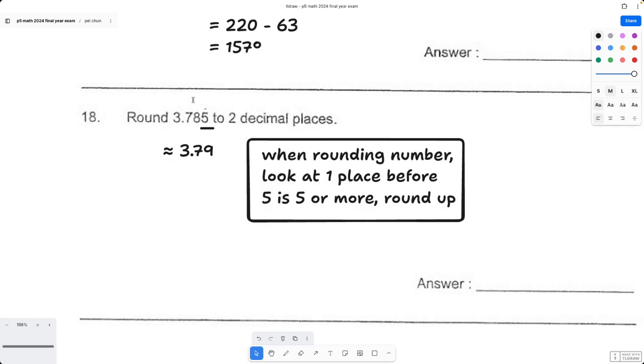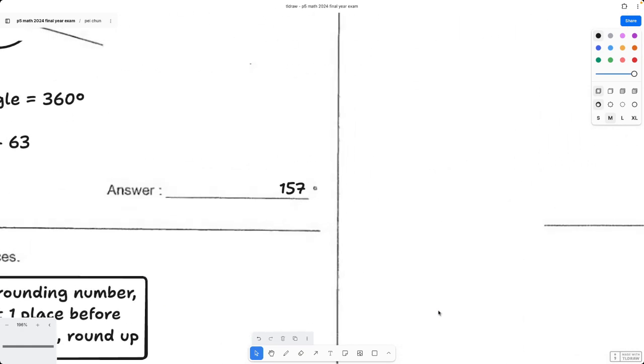So we add 1 to the 8. The answer to this is 3.79. Okay, let's move on to the next question.